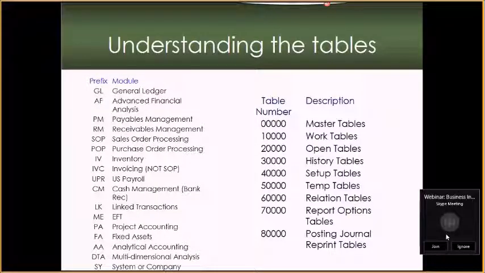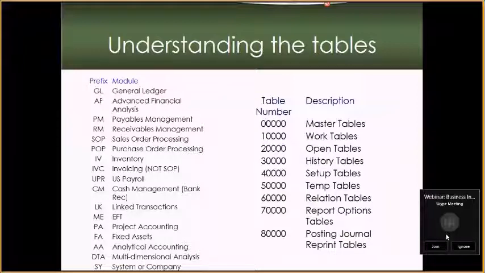The first thing that we're going to look at is the table structures. Each one of the modules is set up with a prefix. On the left side there, the prefix GL stands for General Ledger. If you go down the list, PM is Payables Management. So when you're looking at a table reference, and I have one that I'll show you when we finish this, you'll know that the modules are all identified based on those prefixes. So again, PM for Payables Management, RM for Receivables Management, SOP for Sales Order Processing, and etc.